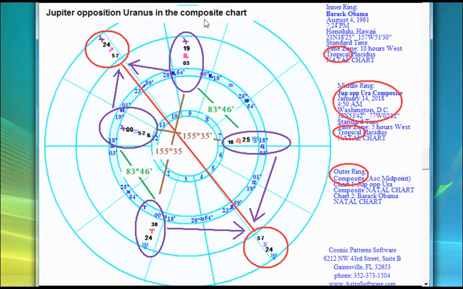Let me say that again. If there's a conjunction or opposition in the composite chart, as there is here, I'm doing a composite of the transits and the natal. Why not? You do a composite of two people. Why not do a composite of the transit and natal?